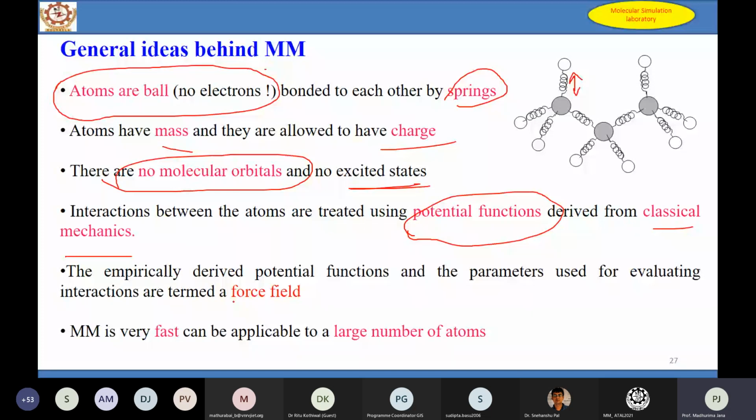Okay, so MM is very, very fast, since we are not dealing with the electrons here, only with the atoms. This is very fast, and it can be applied to a large number of atoms. That means macromolecular systems can be used here.